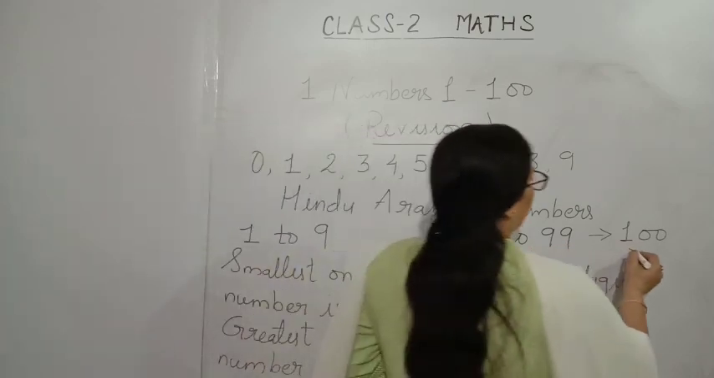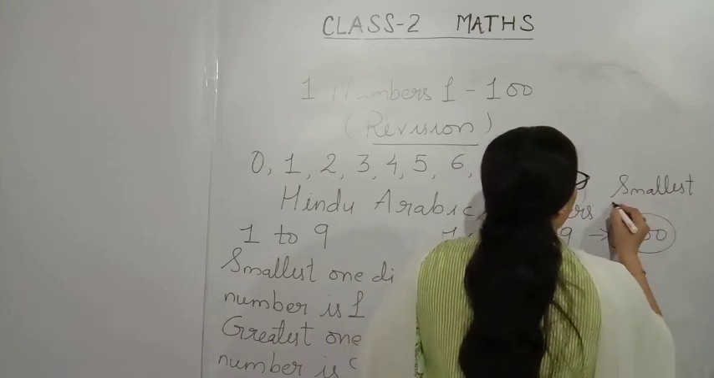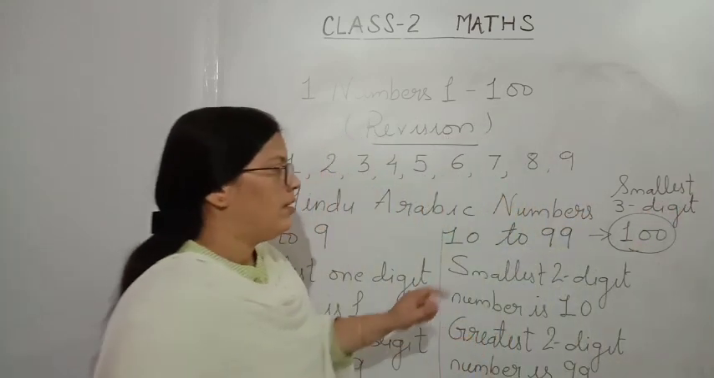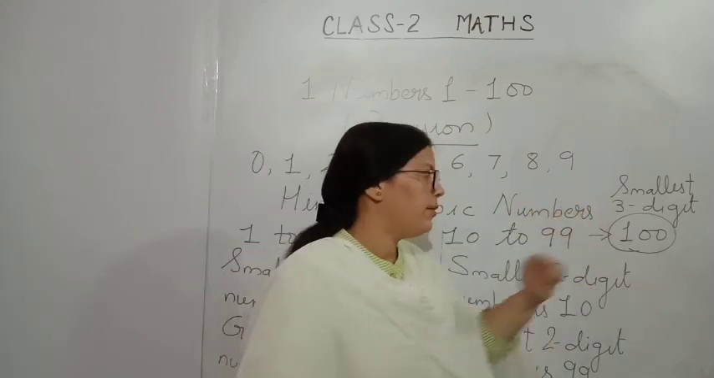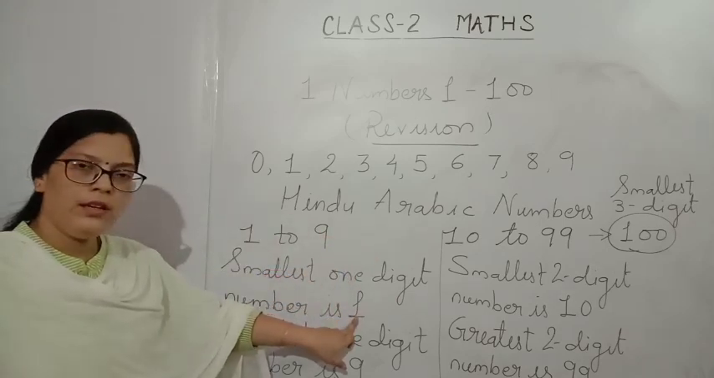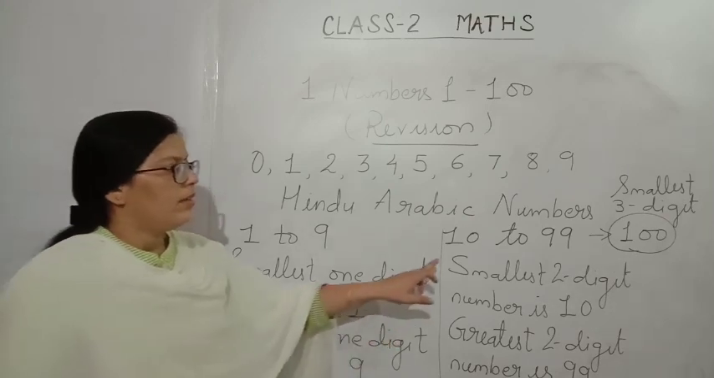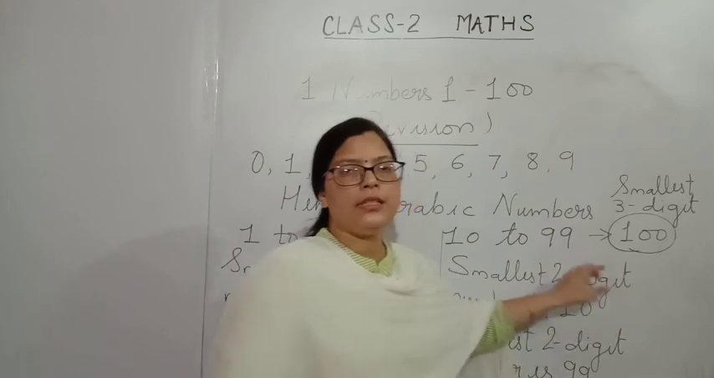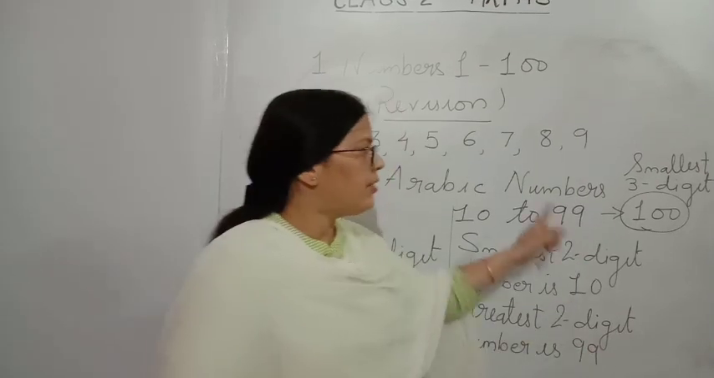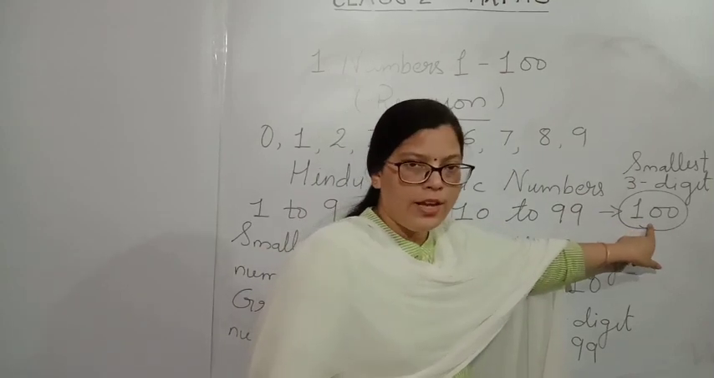Now what is 100 then? It is the smallest 3-digit number. Now let us repeat one time. The smallest 1-digit number is 1. Then the greatest 1-digit number is 9. Then smallest 2-digit number is 10. And greatest 2-digit number is 99. After that, which is the smallest 3-digit number? It is 100. Okay? Clear all of you?